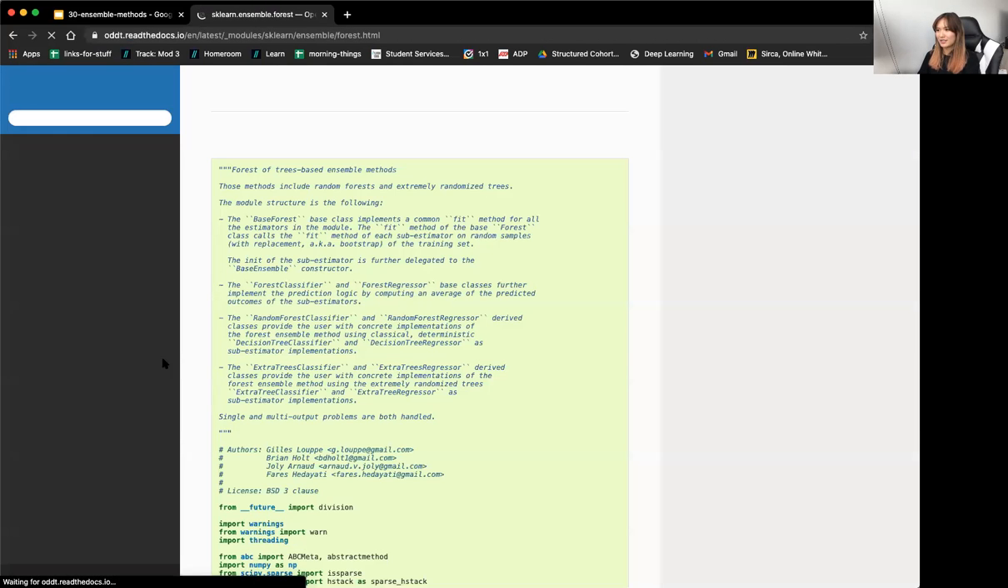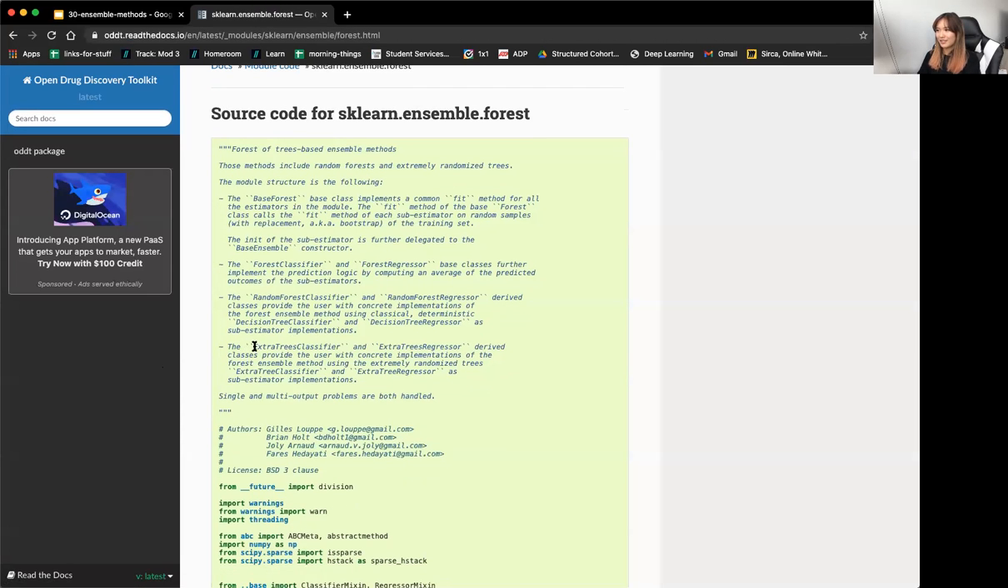Let's see if they have this here. Yeah, there's an extra trees classifier, which is extremely randomized trees, and it works slightly differently. I forget exactly how it adds a level of randomness, but yeah, other tree ensemble methods exist.